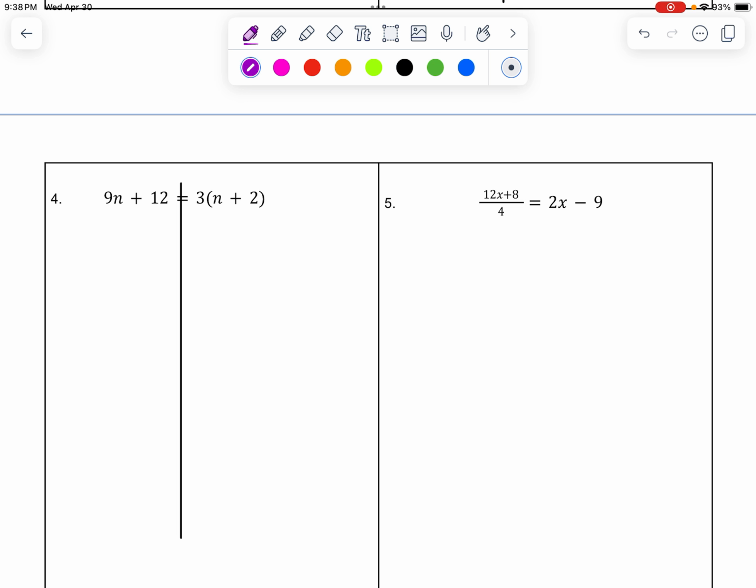Next, we're going to check to see if we need to distribute. In this problem, there is a parentheses, so we're going to need to distribute, which means we get 3n plus 6. On the other side, we get 9n plus 12.